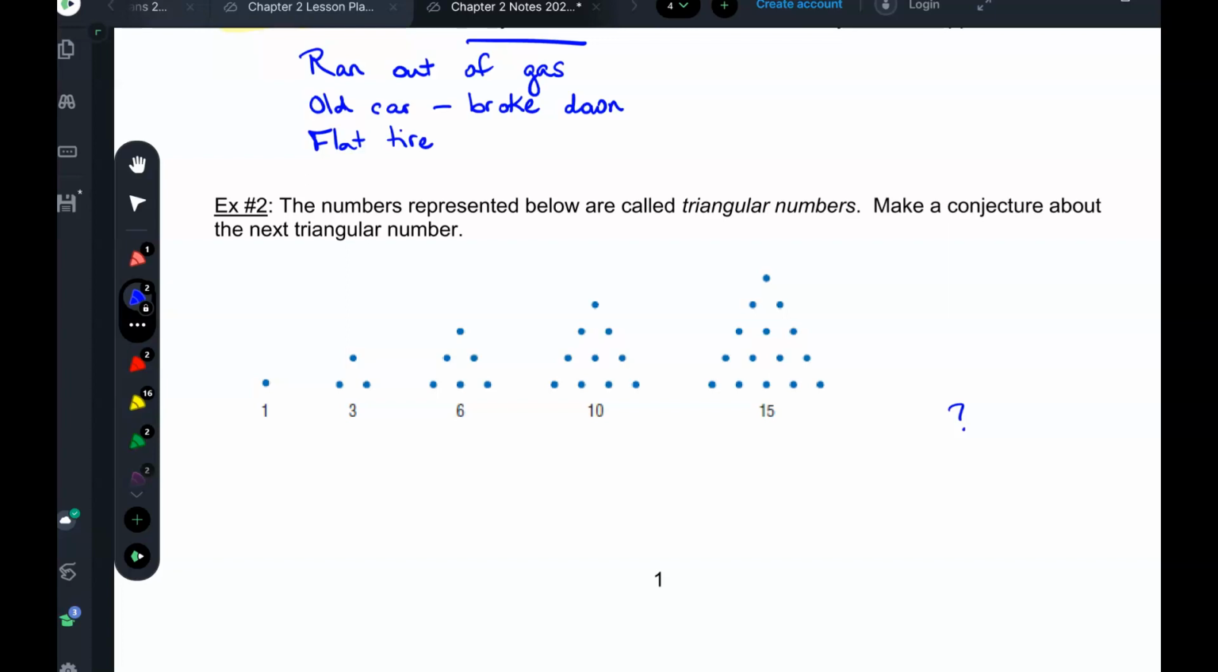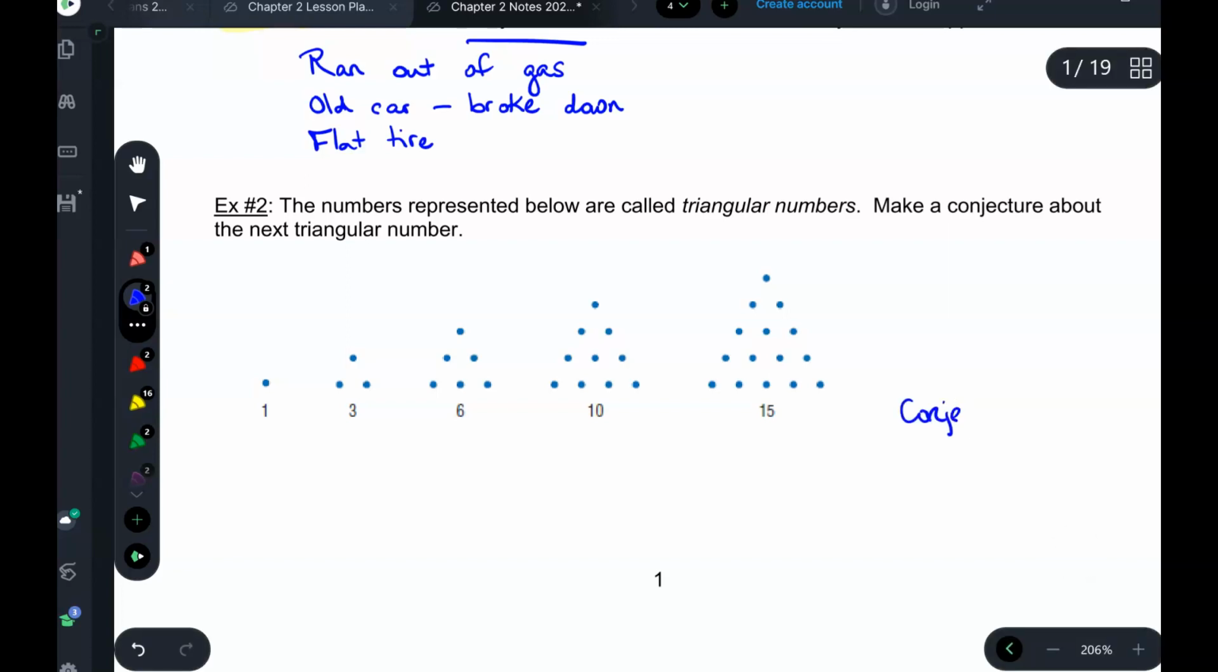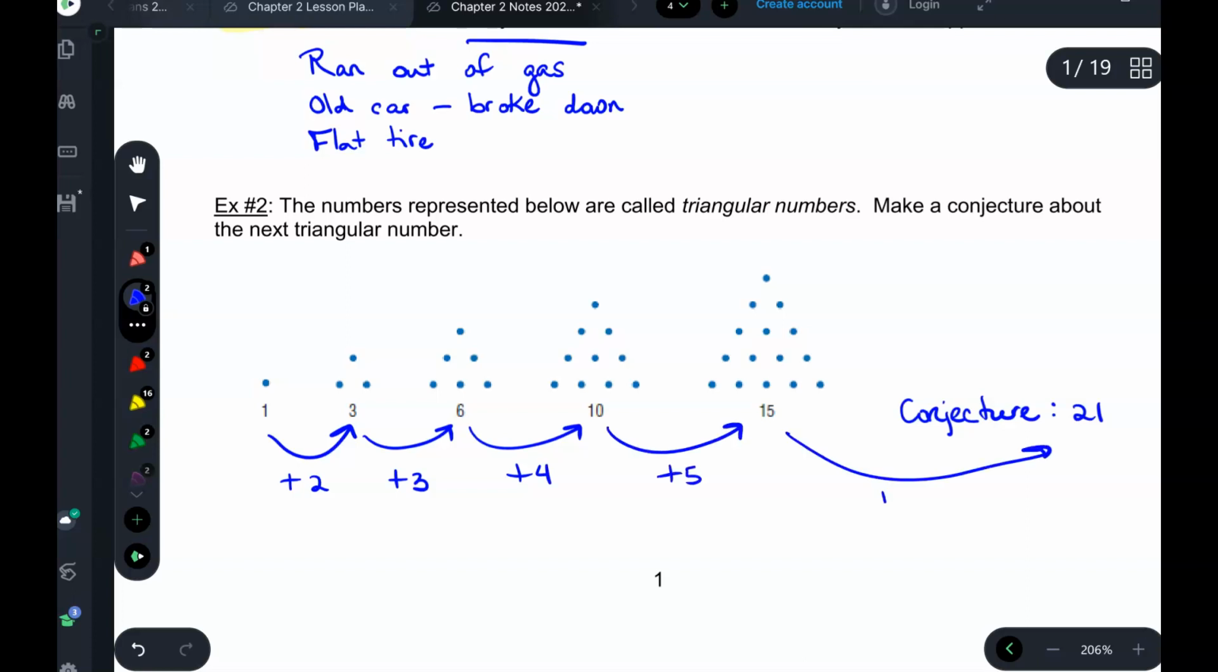21? Why would it be 21? From 1 to 3, it's plus 2, and then 3 to 6, plus 3, 6 to 10, plus 4, 10 to 15, plus 5, 15 to 21. Okay. So we're looking for what's the pattern? How are we getting from one number to the next? That's a great way of looking at it.